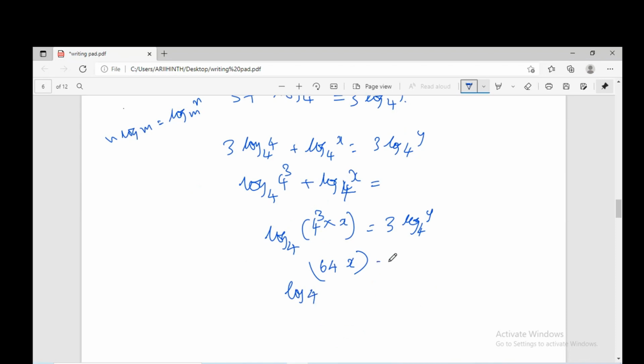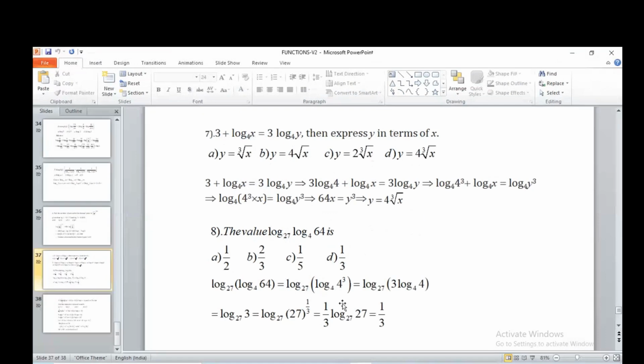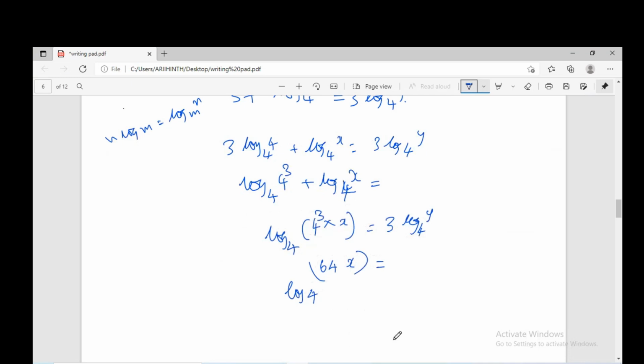See the right hand side here. Now 4 y cube. The right hand side is coming as y cube. Same procedure. You can write it as log base 4 y cube. So on both sides we can cancel the logarithm, which means 64x is equal to y cube.